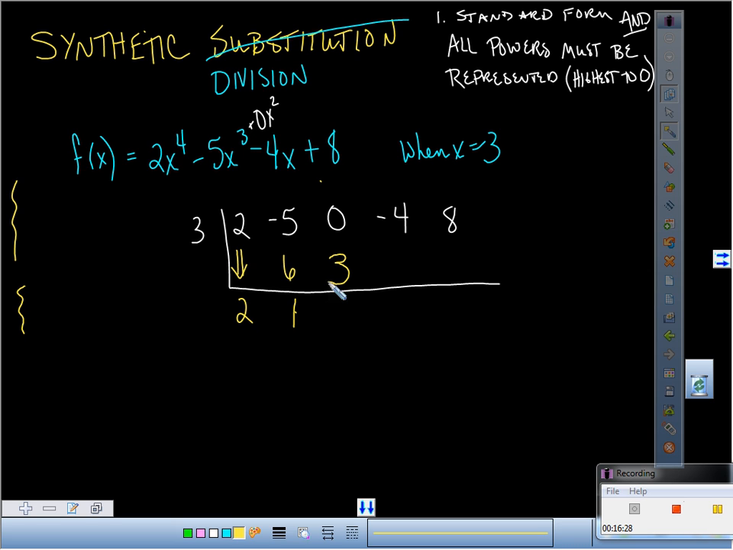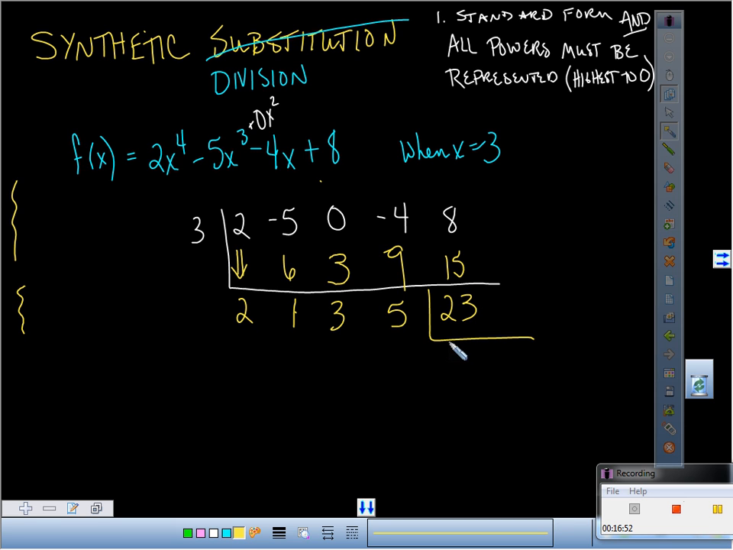You just keep doing the same thing. We're not going to change what we're doing. So then we multiply. What's 3 times 3? 9. What's -4 and 9? 5. Then we multiply. What's 5 times 3? 15. What's 8 and 15? 23. Look at that, there's the answer.